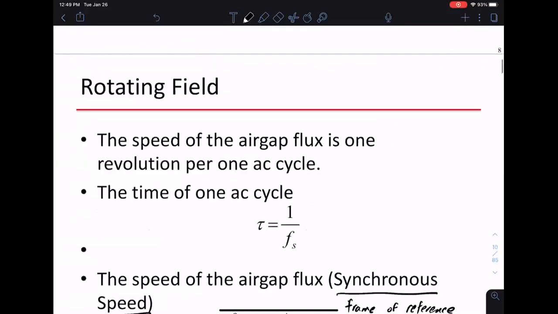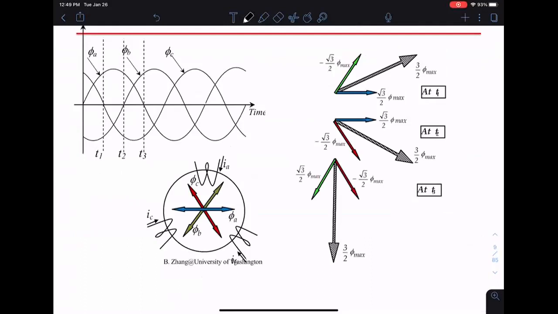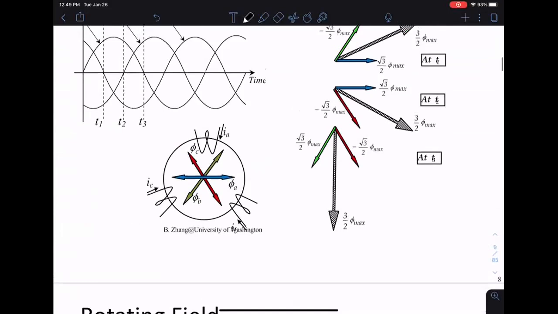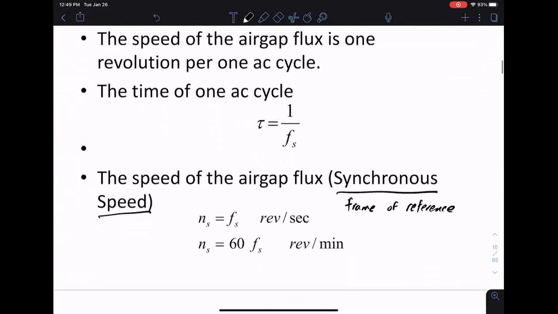So we have a machine, and I have a rotating field. My rotating field is going at 60 Hertz. So I have some speed, for example, 60 Hertz, or here 3600 RPM. If you take the grid as the synchronous speed, you have a machine that turns at 3600 RPM. That's the machine we have.